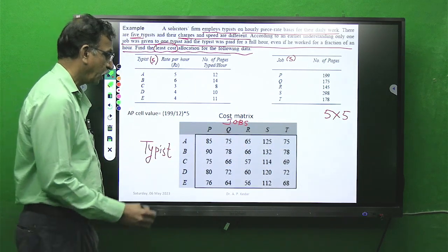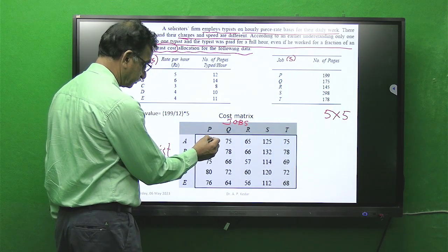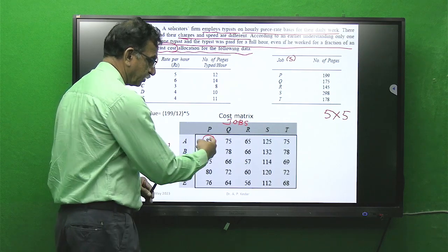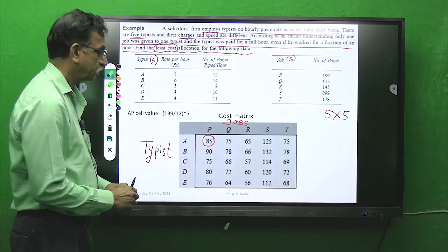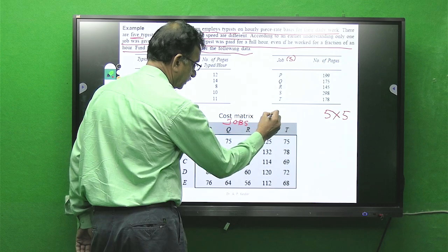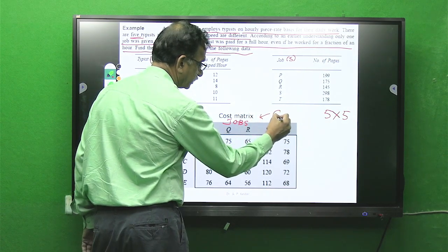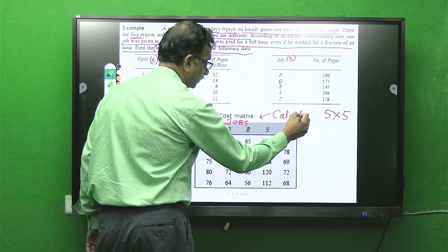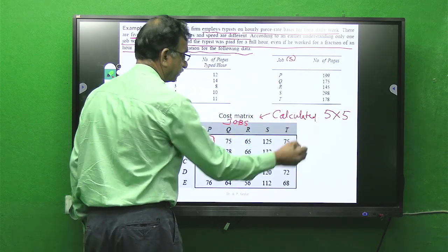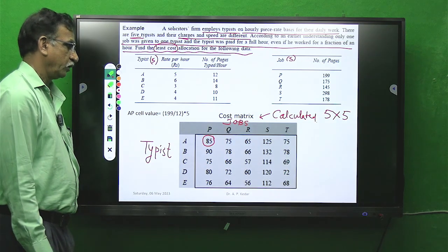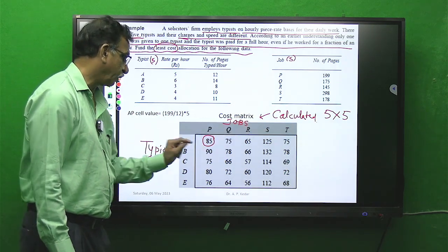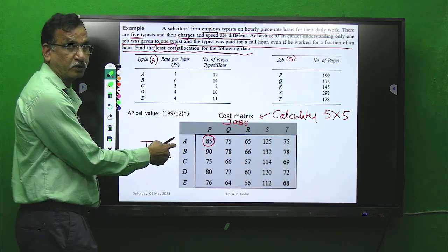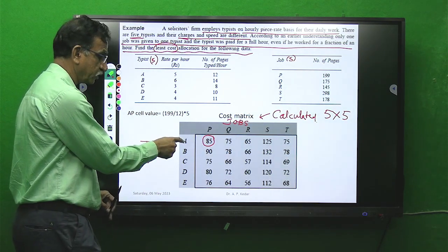Now important, how you get this particular value, that I am stressing. And once you understand how you get this value, it is very easy to calculate the rest. This particular cost matrix has to be calculated how? See here, this is typist A. Focus your attention over here. Typist A.